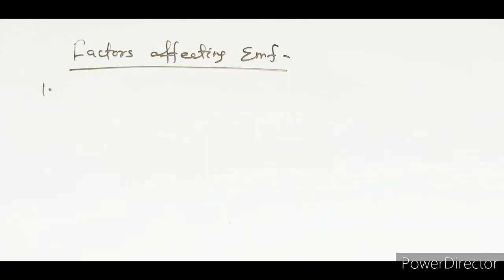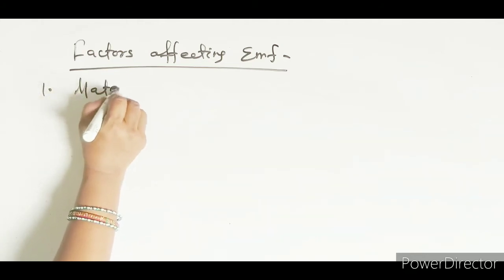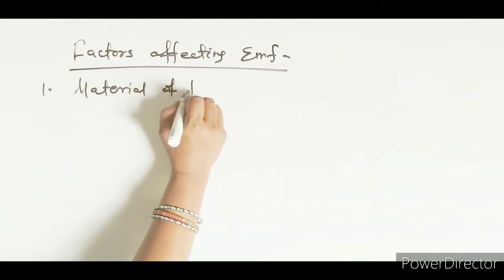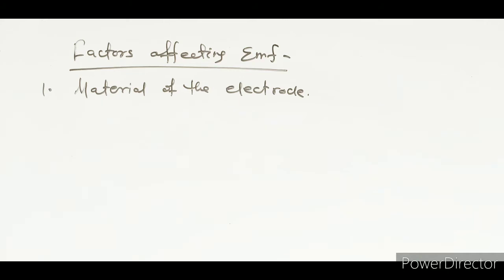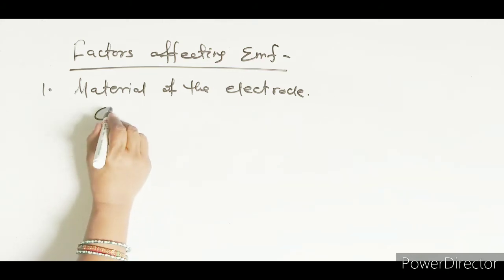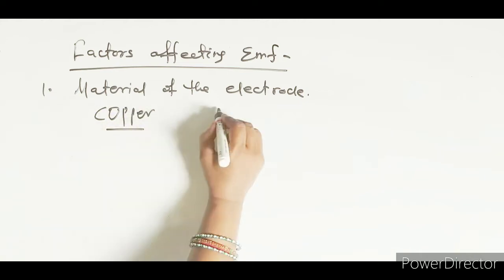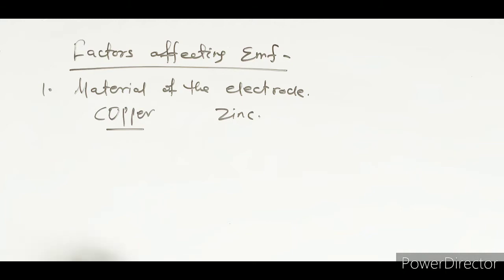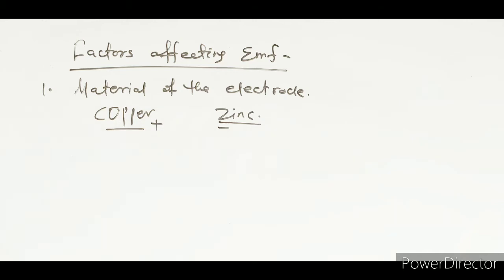So the first factor: the EMF of the cell depends upon the material of the electrode. In this case, I had taken one electrode previously, made up of copper, and another electrode made up of zinc. In that case, copper was acquiring positive charge and zinc was acquiring negative charge. Clear? So it depends upon the material of the electrode taken.